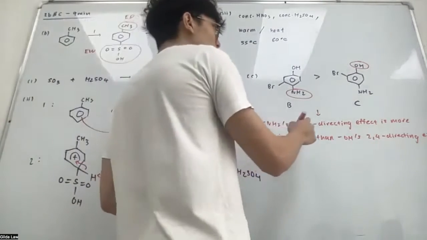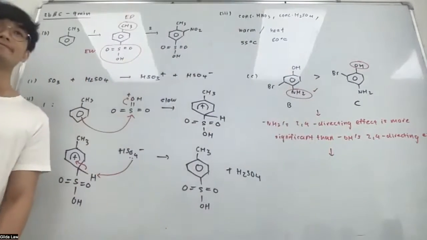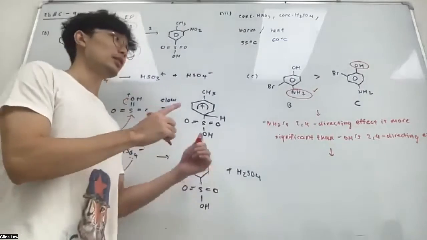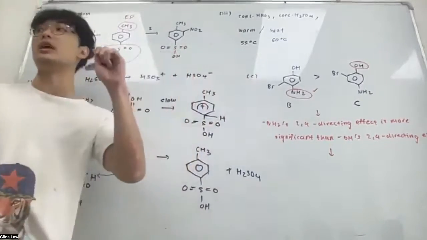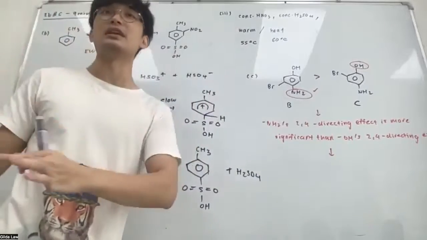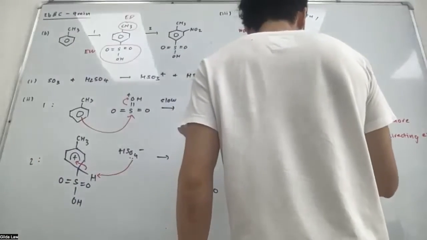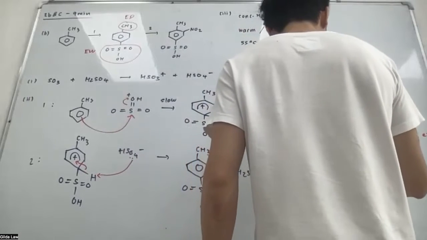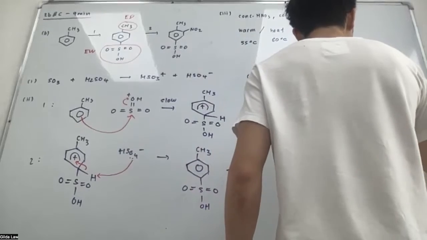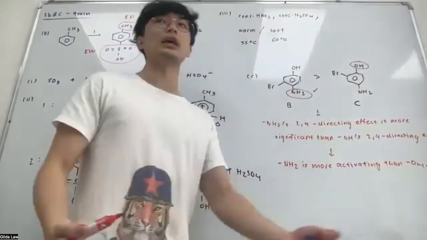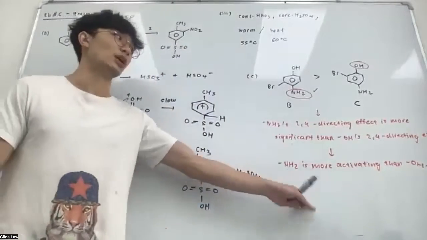So if I'm following NH2's directing effect, what could that imply? You shouldn't use the word stronger. We don't describe substituents as strong or weak; they are more activating or deactivating. So in this case, if you follow NH2, it means NH2 is more activating than OH. Both of them are under the same category. It's not like one is activating and the other is deactivating. They are both activating, it's just that this one is more activating than the other.